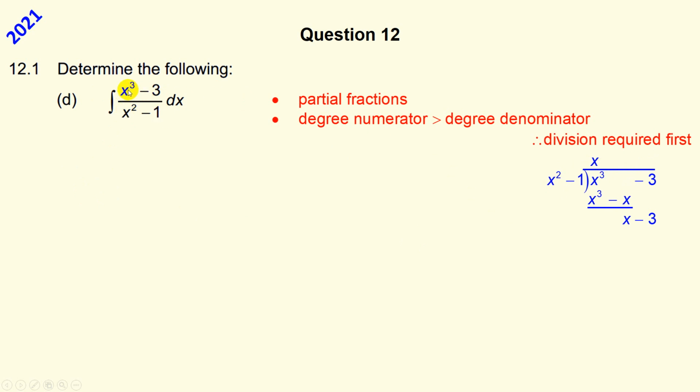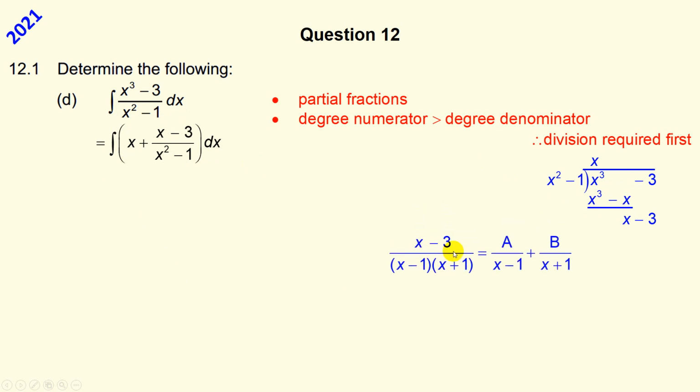x squared minus 1 into that. So I'll say x squared into x cubed goes x, and then I multiply. I subtract, and then I bring down. I cannot divide any longer, so that's the remainder. There is the answer. So therefore it's equal to x plus (x minus 3), still to be divided by x squared minus 1.